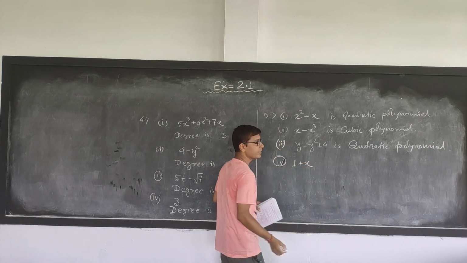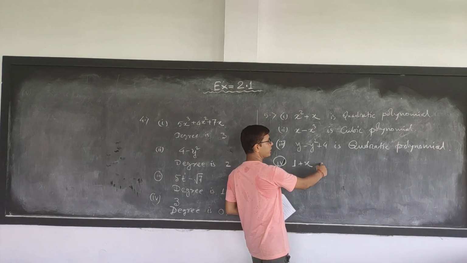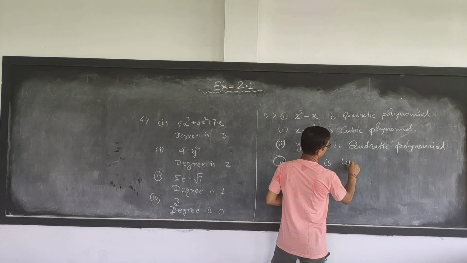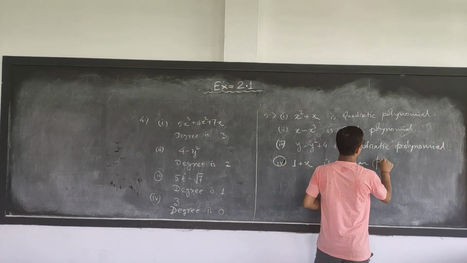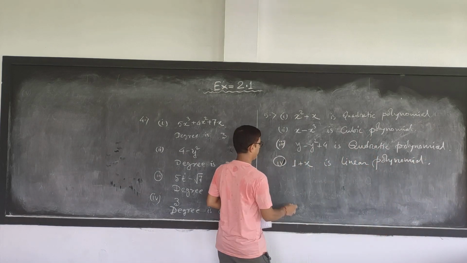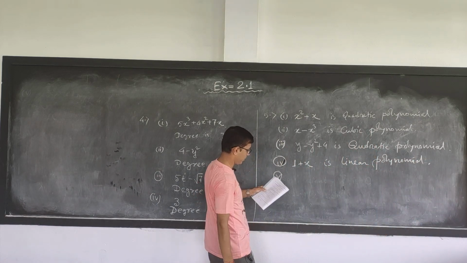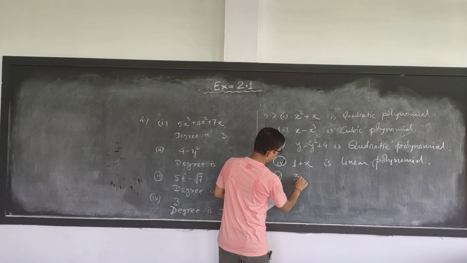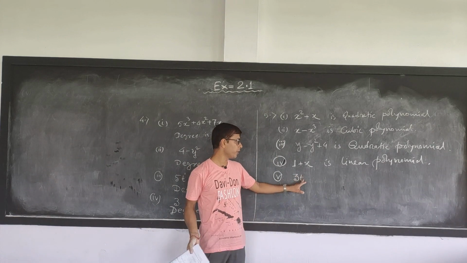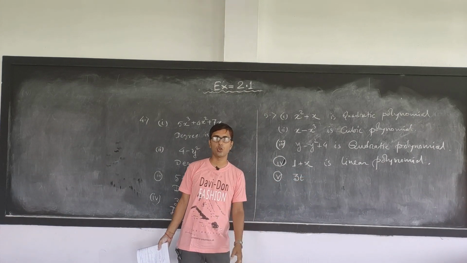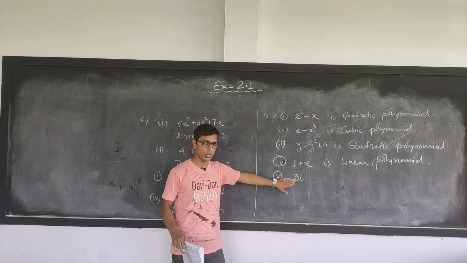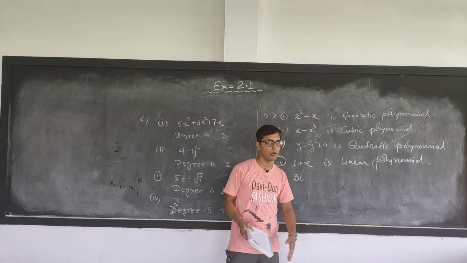Number 4 then, 1 plus x. It's a linear polynomial because the highest power on the variable is 1. So you write linear polynomial. Number 5, 3t. It's also a linear polynomial because there is no power written, which means power 1. Since the power is 1, it's a linear polynomial. Clear?